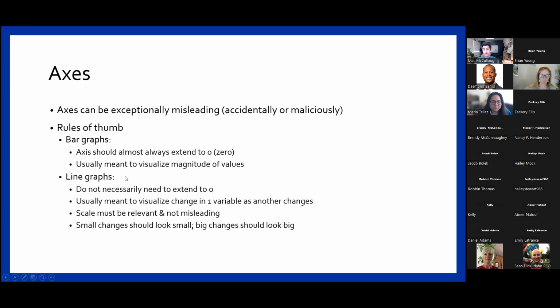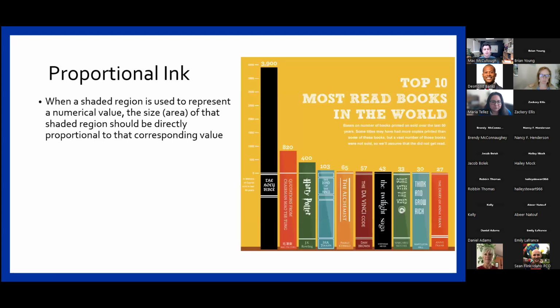The reason that a bar graph should almost always extend to 0, and this magnitude of values bullet here, has to do with what's called the principle of proportional ink. When we used to print things, if you still print things off of a printer, we used ink, right, to make the bar shaded. When a shaded area is used to represent a numerical value, the area of that shaded region should roughly correspond to that value.